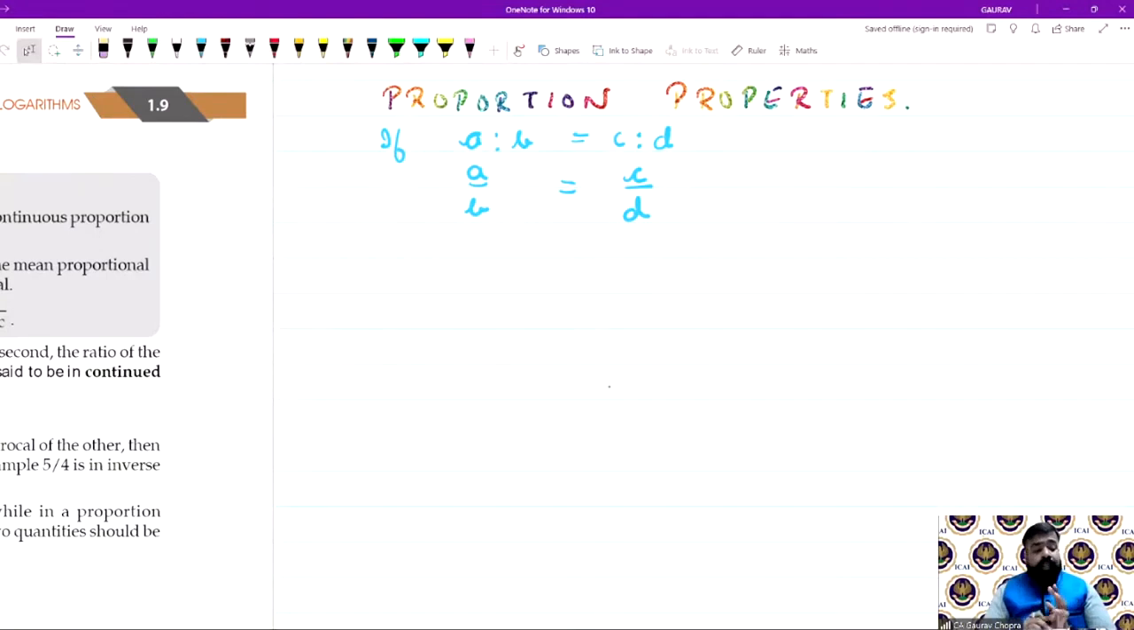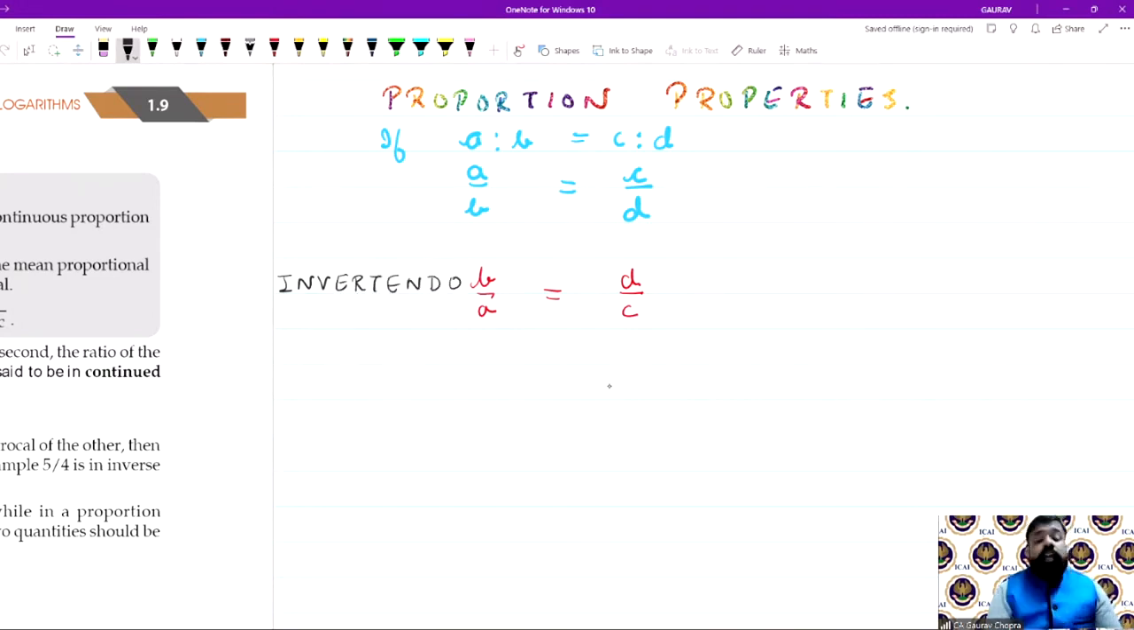Now, if we reciprocate them, if we do the reciprocal, then what will happen? That means if we write B by A and D by C, humne dono taraf reciprocal kar diya. Now the question is, kya abhi ratio equal rahega? Will they be in proportion or not? Kya ye abhi proportion mein honge ya nahi? Answer is simple. Yes, they will be in proportion. And this is known as invertendo.